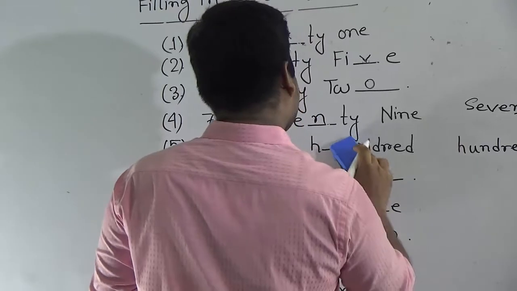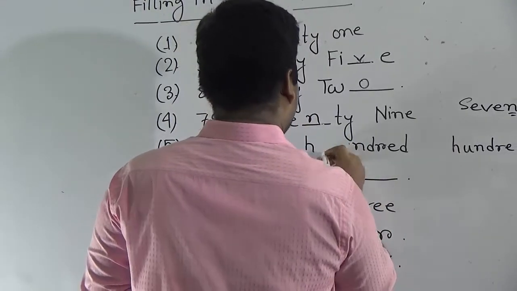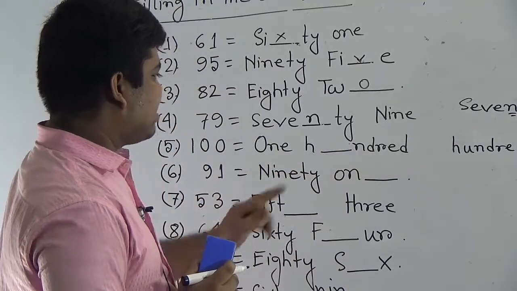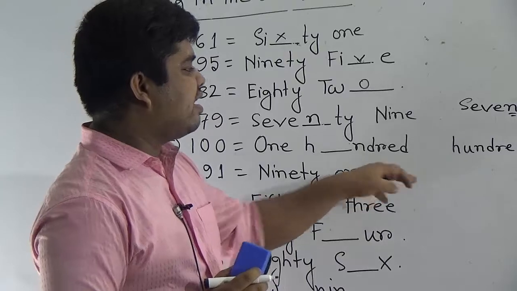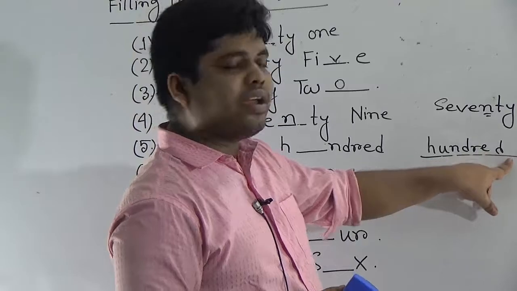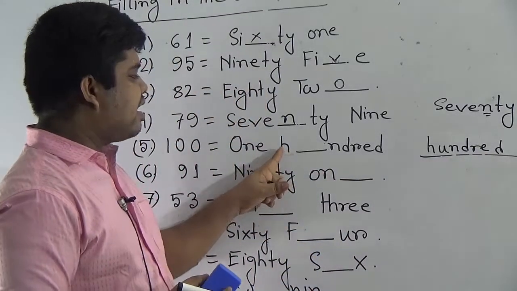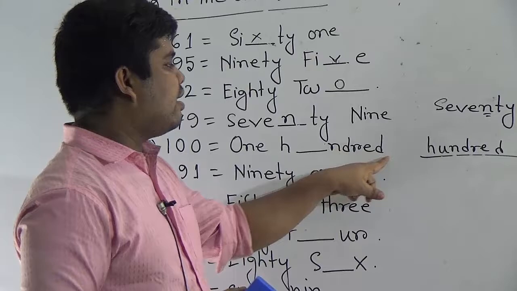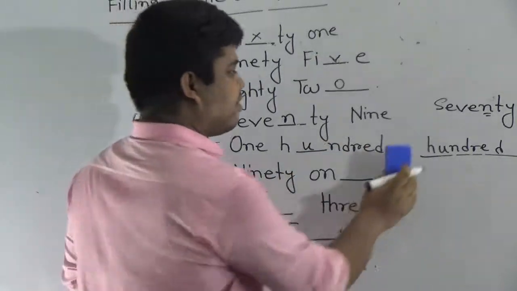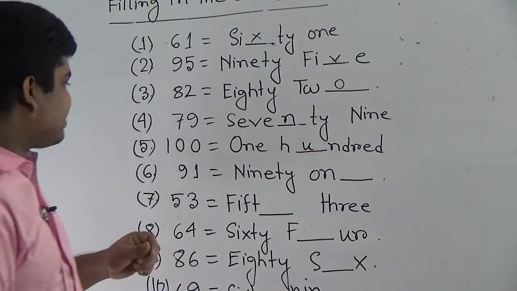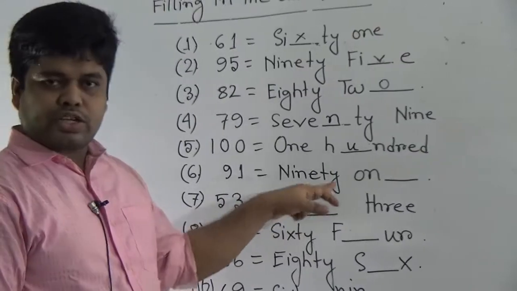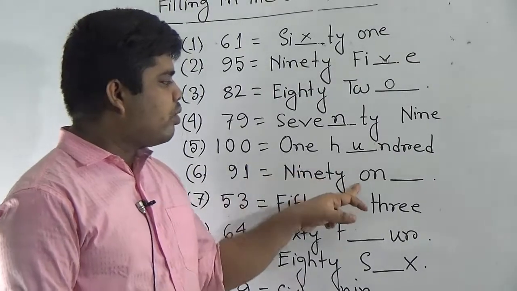My dear student, notice I already write the complete sense of this sentence. Here U is absent, H-N-D-R-E-D. So the spelling of 100 is S-U-N-D-R-E-D. So here we write S-U-N-D-R-E-D, 100. Next 91. Here 90 is given, NINETY 90, but 1 ON dash.